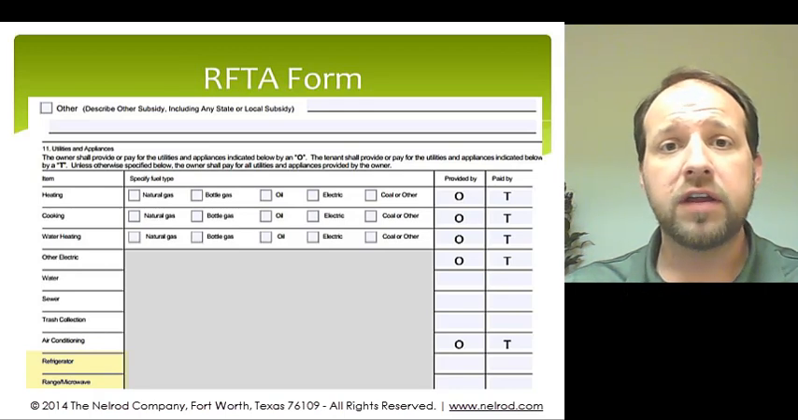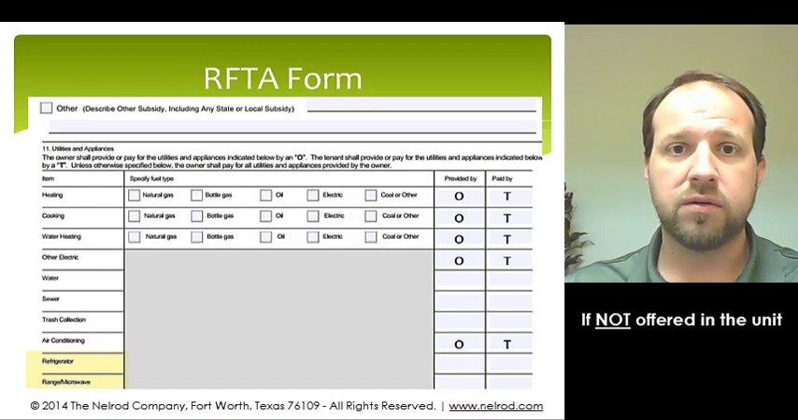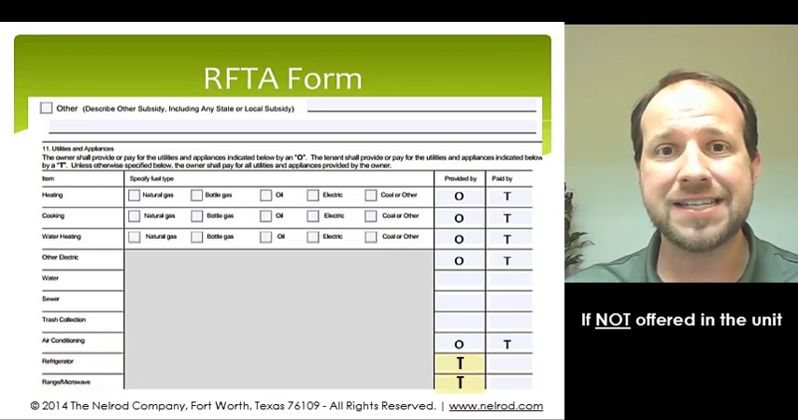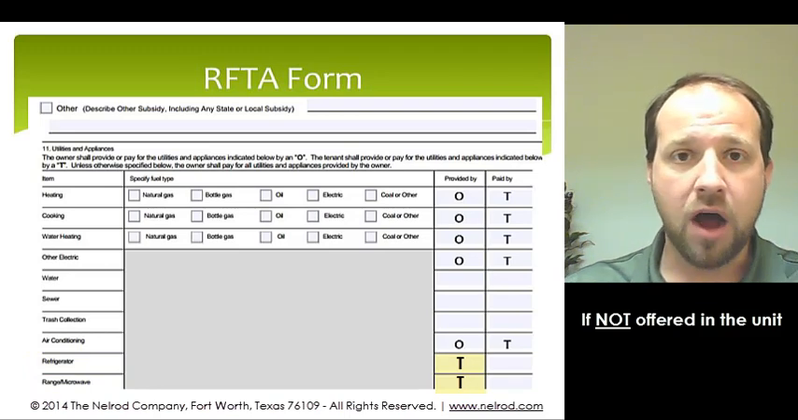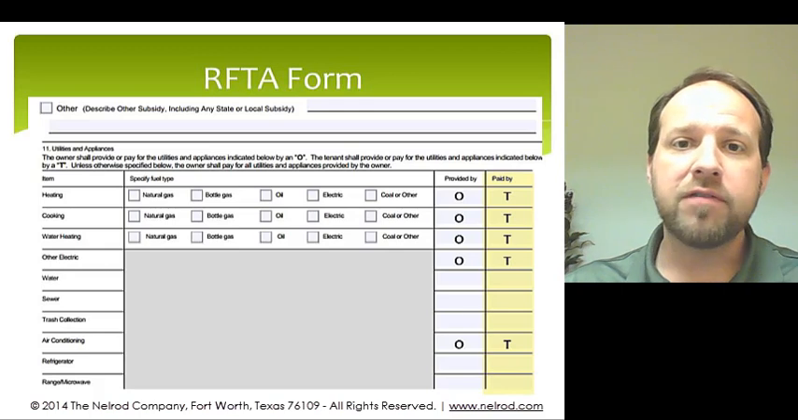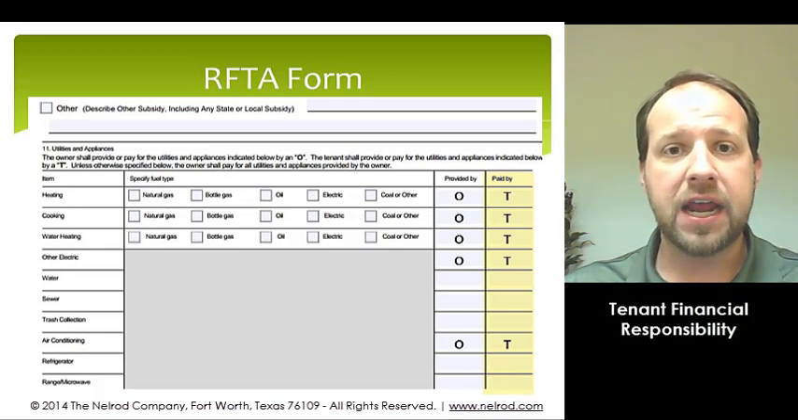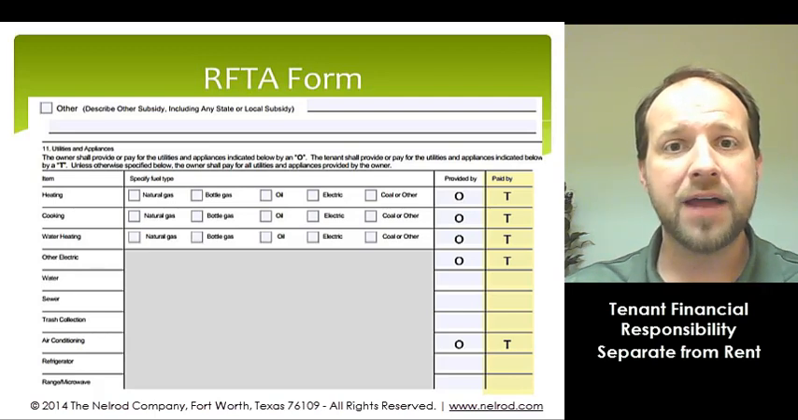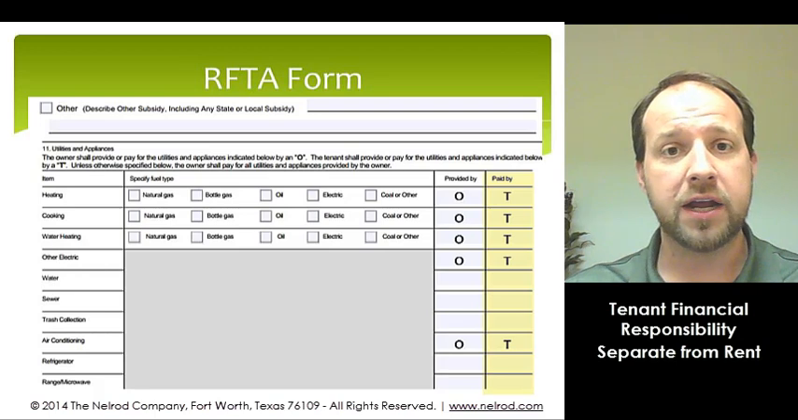If these utilities are not offered in the unit whenever the participant moves in, then that is really the only time you would see the tenant provided, or a T, down in the left-hand column over here as provided by. Okay? For any of those utilities that are going to be the financial responsibility that are separate from rent being charged, those are being paid by the tenant, which you see represented in the right-hand column.